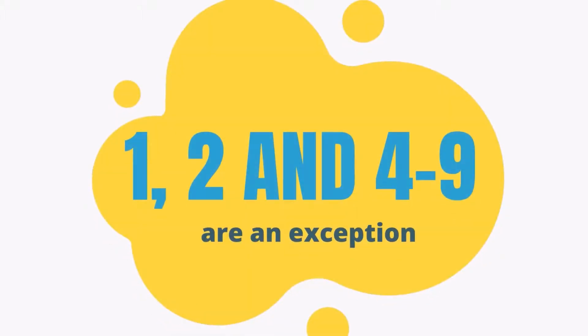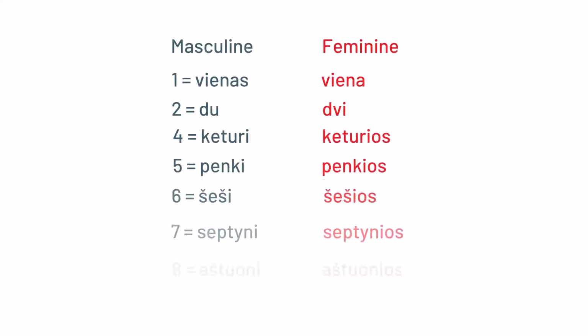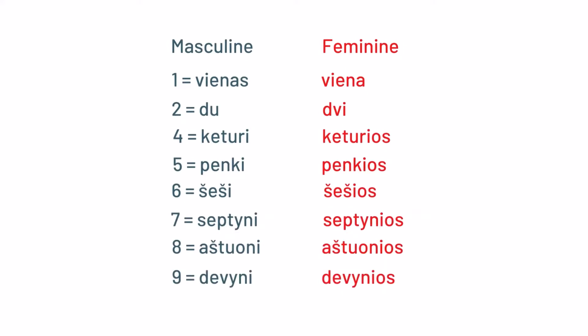And here is one exception to remember. The only numbers that have gender when describing a noun are 1, 2, and numbers between 4 and 9. Here is a quick overview. We'll cover this in more detail in another lesson.